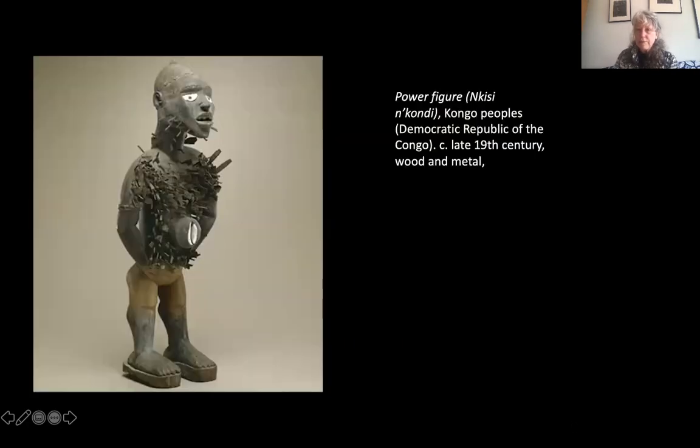Okay, so I saved for last what to me is the most striking figure. This was made in the late 19th century, that is, after Africa had been overrun and colonized by European powers. But there's no doubt that these kinds of figures had been made for centuries in the Democratic Republic of Congo, by the Congo people.